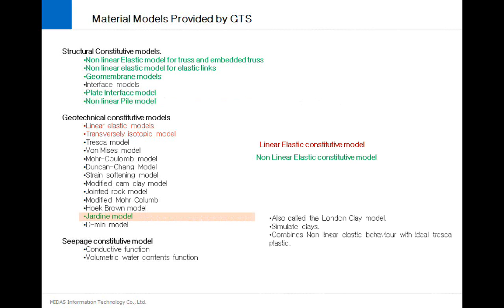We have the Jardine model. This is a nonlinear elastic constitutive model, which is also called the London clay model, and this is mainly used to simulate clays. The basis behind this is that it combines nonlinear elastic behavior with ideal Tresca plastic behavior.